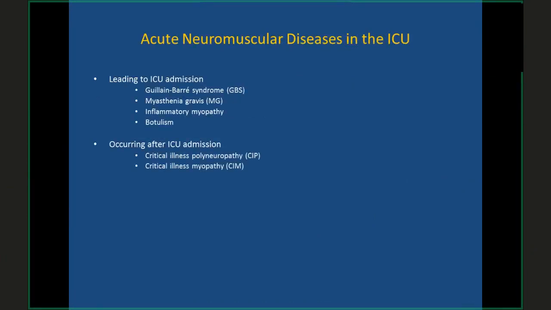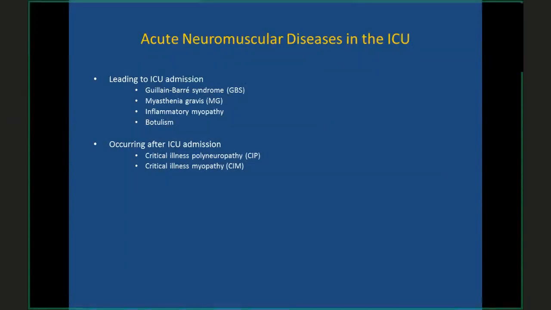We'll talk about acute neuromuscular disease in the ICU. Basically, there are two categories. The first is diseases leading to ICU admission, and the second is diseases that happen in the ICU after admission. The diseases leading to ICU admission include Guillain-Barre syndrome and Myasthenia gravis. Those are the two most common ones.